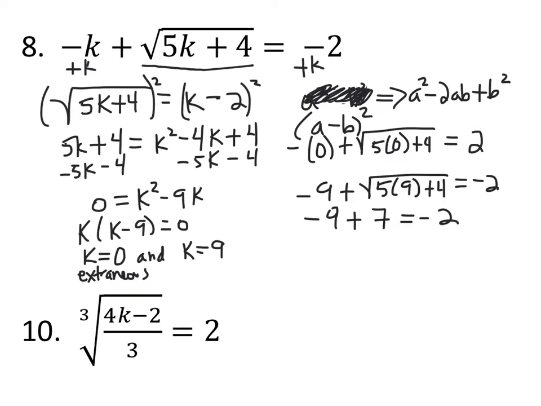All right, then I tried the 9. When I plugged the 9 in, I got negative 9 plus, this reduces to 7. Negative 9 plus 7 equals negative 2. So that does work. So my k equals 9 is good. So we're going to put a box around that and say that that is our solution.